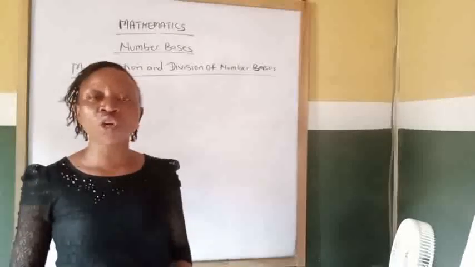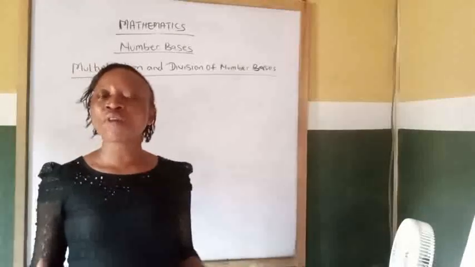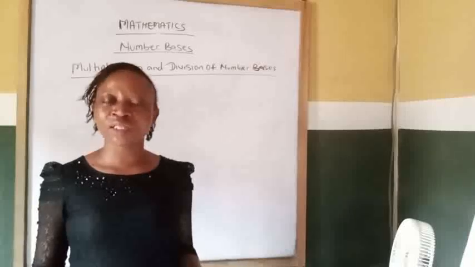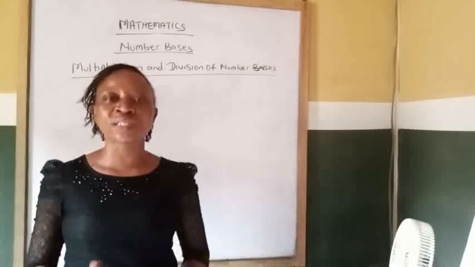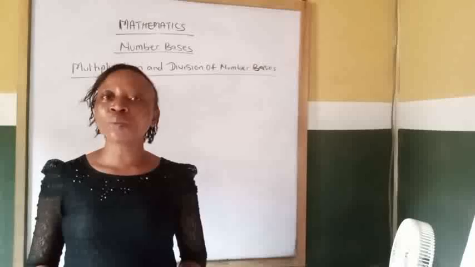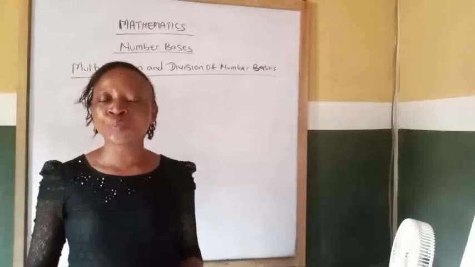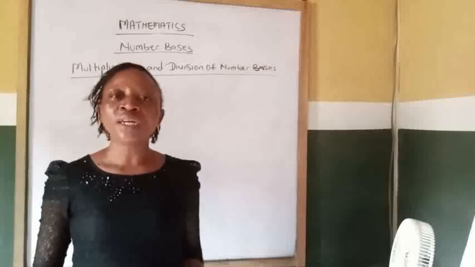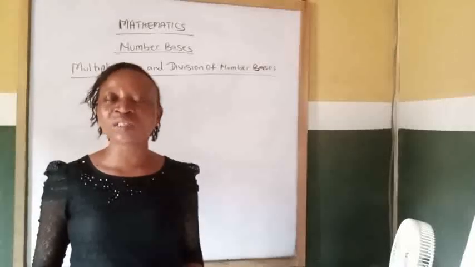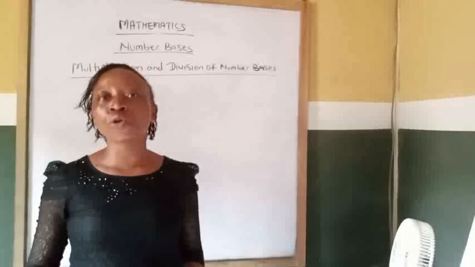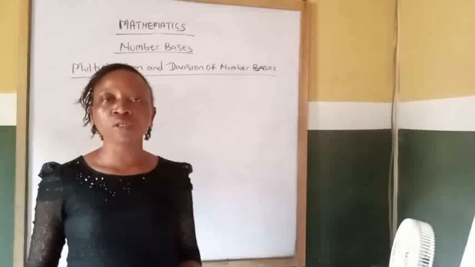The other method is you convert the numbers to base 10 first. After conversion to base 10, under multiplication, whatever you get after converting, you multiply by each other, then you divide by your new base. Then the upward collection of your remainder will be your resulting solution.